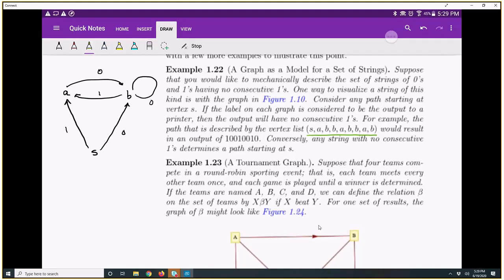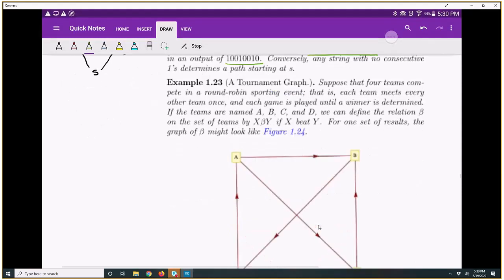For example, they give the path S A B B A B B A B. If we followed this path, we would see from S to A is 1, from A to B is 0, from B to B is also 0, then from B to A is 1, from A to B is 0, looping back to B is 0, then again going back to A is 1, and looping back to B is 0. So the output of the path would result in 1, 0, 0, 1, 0, 0, 1, 0. Conversely, any string with no consecutive 1s could be determined by a path in the graph starting at S.